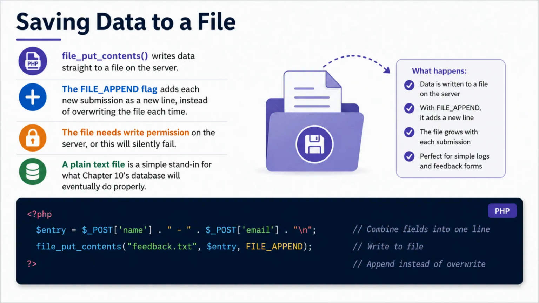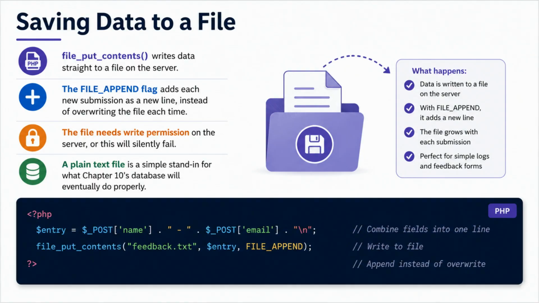file_put_contents writes data directly to a file on the server. No database, no external tool, just a function call. The FILE_APPEND flag is doing all the important work in that second line. Without it, file_put_contents overwrites the entire file every time it runs, leaving only the most recent submission. With it, each new submission becomes a new line, added to whatever's already there.